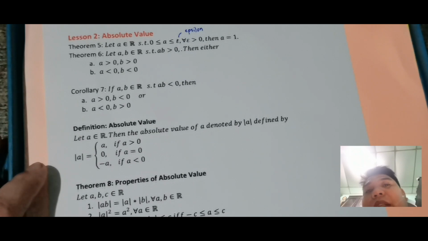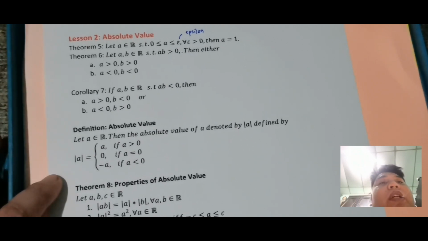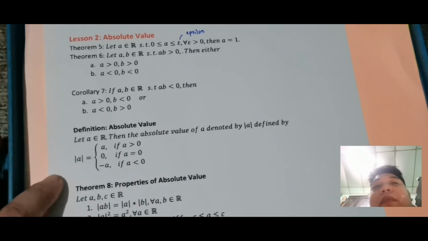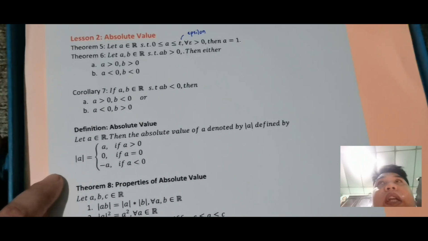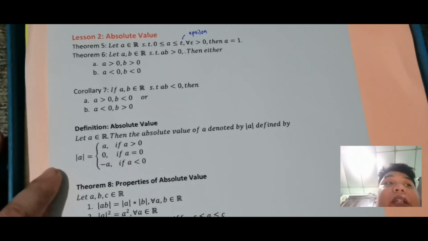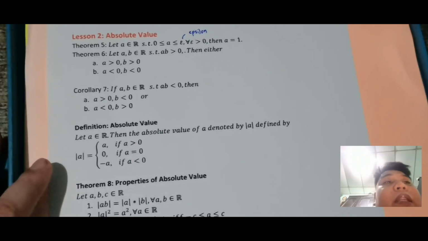Let A and B element ng real number such that AB is greater than 0, then either A is greater than 0, B is greater than 0. Tama naman. So, pag yung product ng AB is greater than 0, it's either yung A saka B greater than 0 or positive. Letter B, it's either yung A and B are parehas negative. So, negative times negative, positive, kaya greater than 0. Naka theorem 6 yan. So, may corollary pagdating dyan.